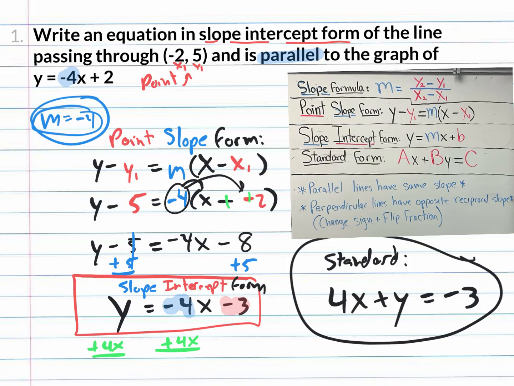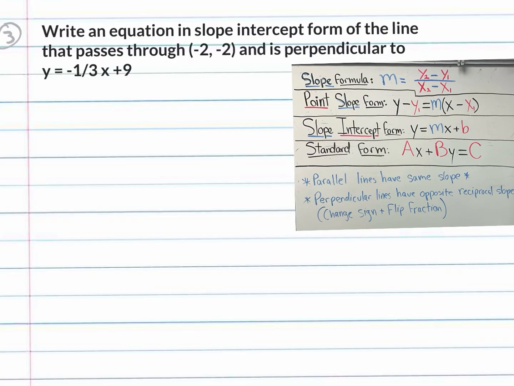Anyways, let's try another. The first one was pretty easy because we had the word parallel that gave us the same slope. This one is perpendicular. And again, on the board, it says perpendicular lines have opposite reciprocal slopes. You have to change the sign and flip the fraction. So perpendicular to what? Perpendicular to this equation right here that is in slope-intercept form. We want it in slope-intercept form so we could actually see the slope of this line. What is the slope of this line?